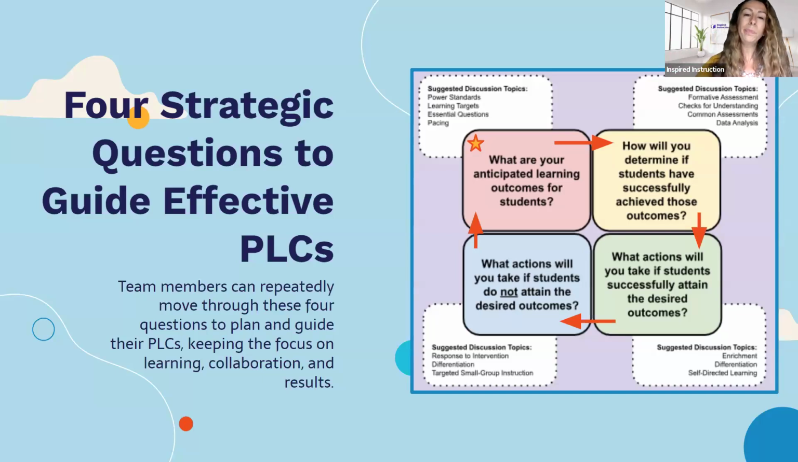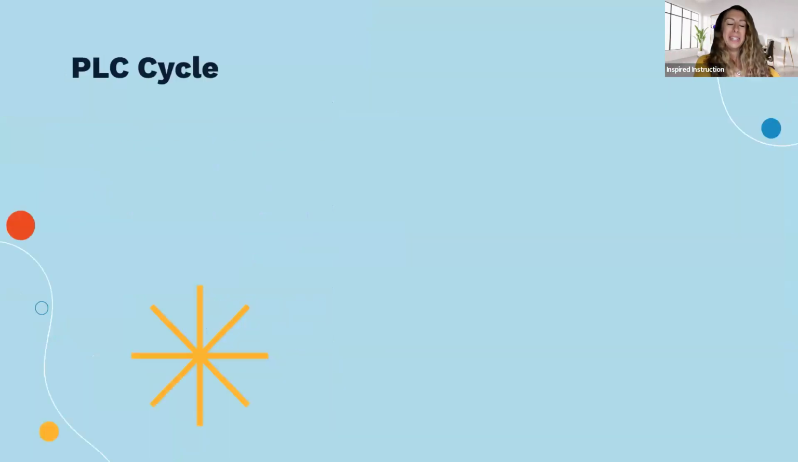So if we're finally going to put all of the pieces together to show a little timeline of what a PLC cycle could look like. Because those questions I just shared with you prior include some great questions that can guide the conversations that happen in your PLCs. But if we take a step back, there might be some things that need to take place in between those meetings, right?